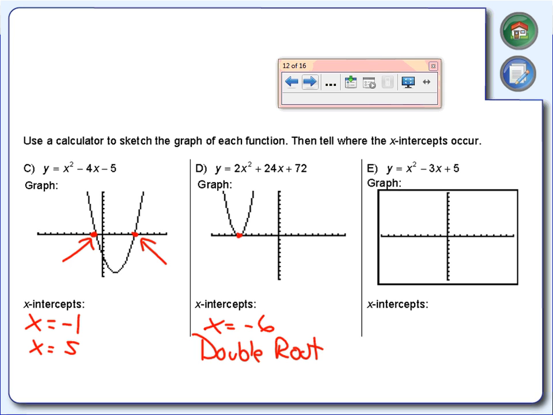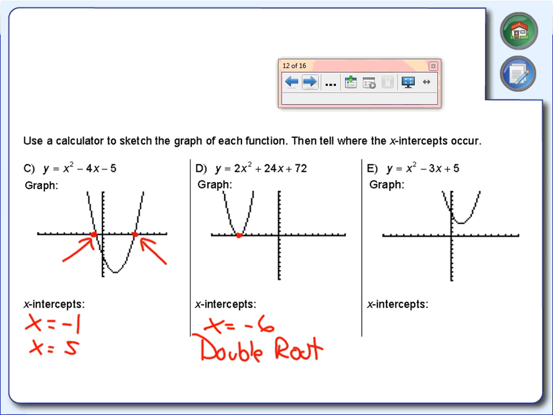We're going to graph x squared minus 3x plus 5. So graph it. Whatever graph you get on your calculator, we're going to sketch that over here. The graph turns out to look like this right here. And since we're looking for the x-intercepts, what do you notice about this one here? There are none. There are no x-intercepts. All you're going to do here is write none.